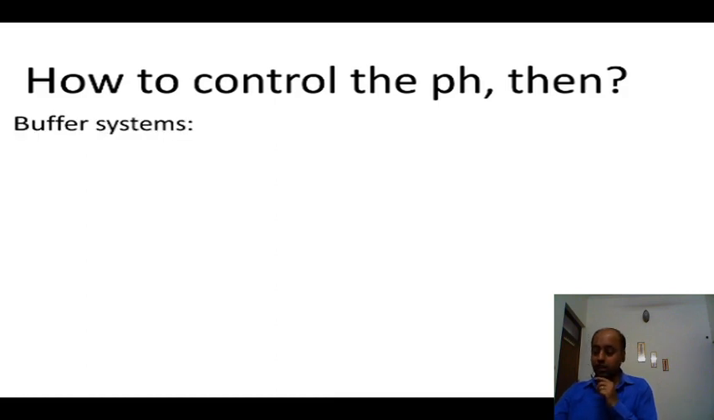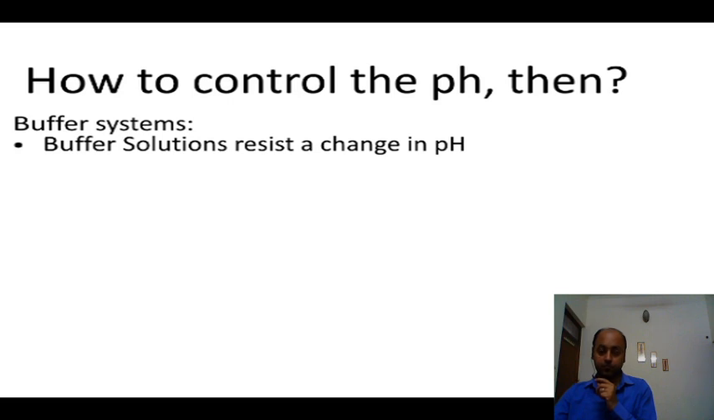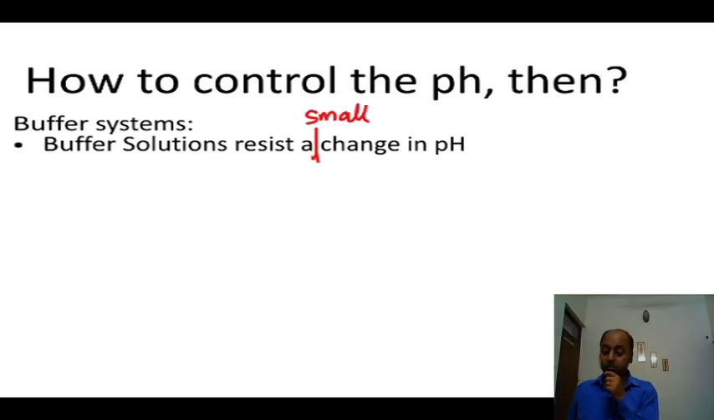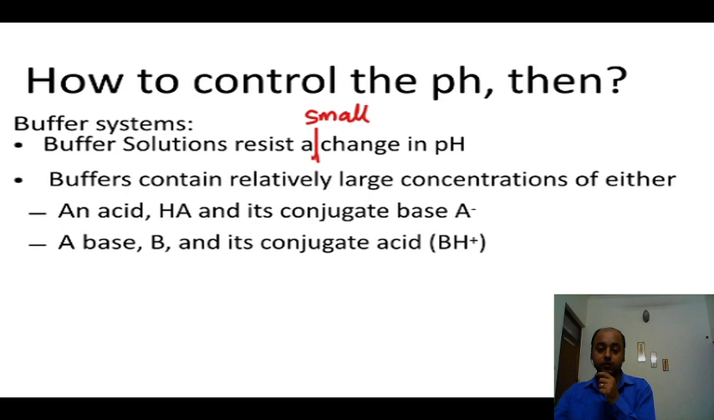Two ways. One is the buffer systems, and the buffer solutions, you already know, resist a change in pH. I'd like to add a small term here. The buffer systems resist a small change in pH. What is the composition of a buffer? Again, you know this, but we're just doing a recap. Buffers contain one of the two combinations. Either we have an acid with its conjugate base, or a base with its conjugate acid.